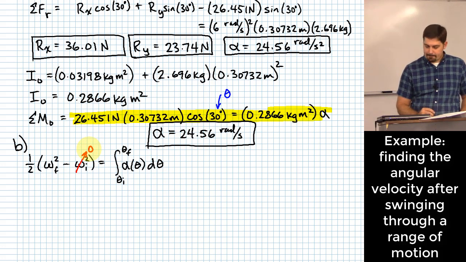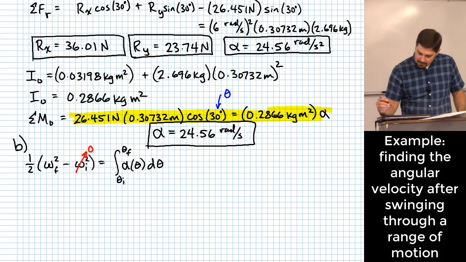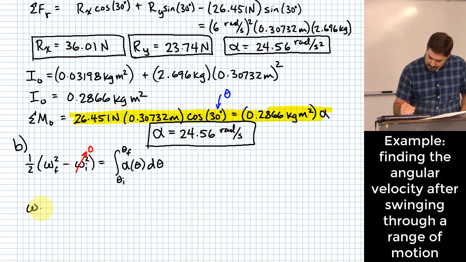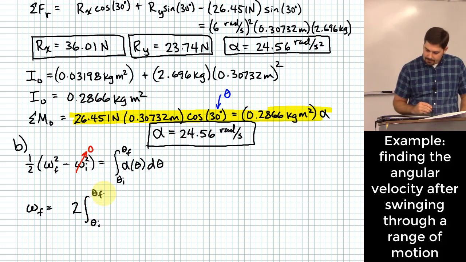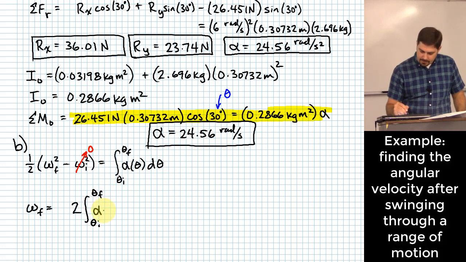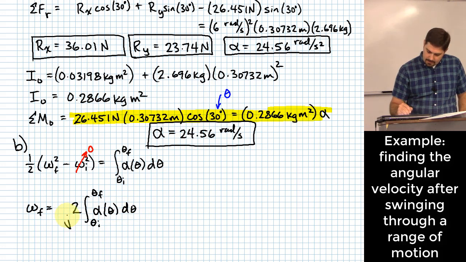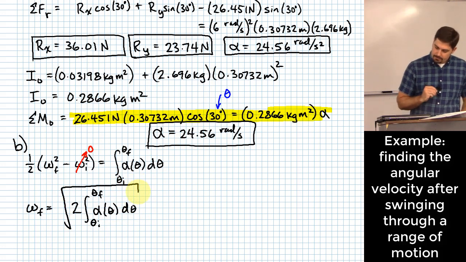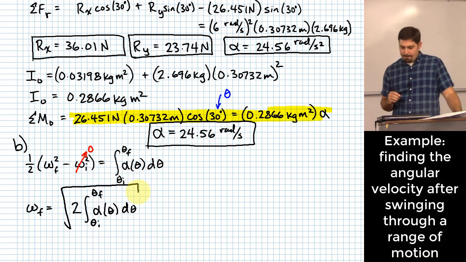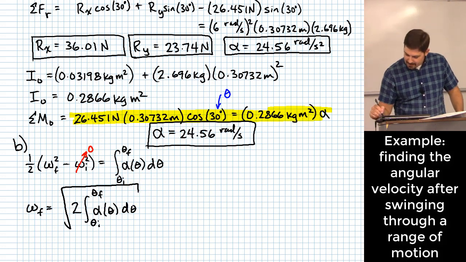So I can rearrange this and say that omega f is going to be equal to, first I'll multiply 2 times this integral from theta i to theta f of, I'll just leave this as alpha of theta for right now, d theta, and take the square root of all this. Okay, so now the nitty gritty.